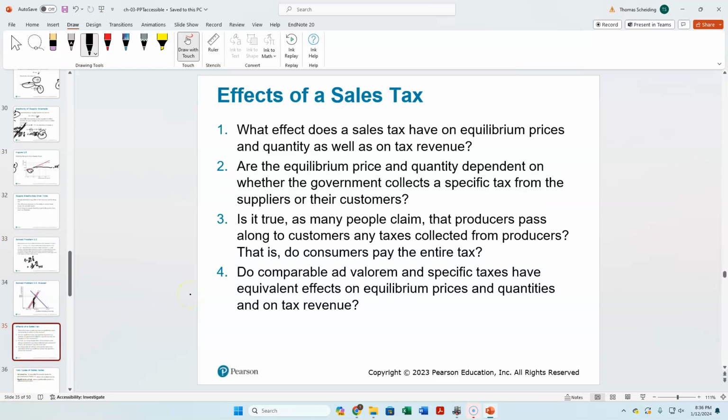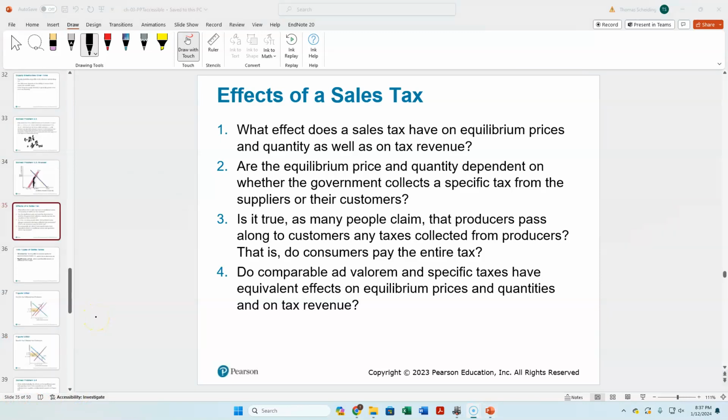Okay, so elasticity, that was the bulk of what we were doing here for this chapter. And now we finish up this chapter by talking about taxes and the effect that taxes have on the supply and demand curve. I'm going to pause right here for a moment.